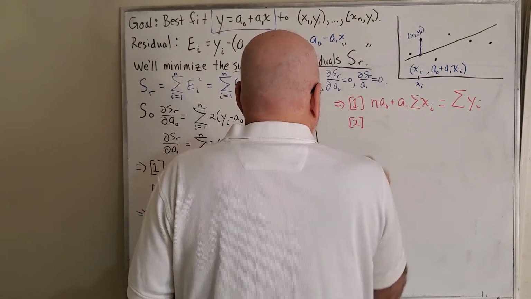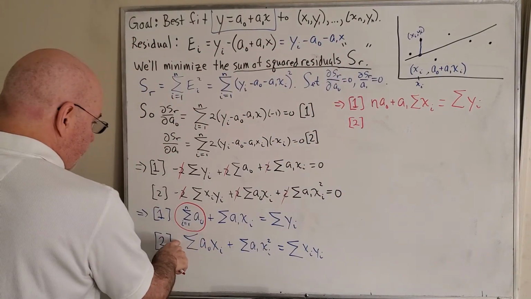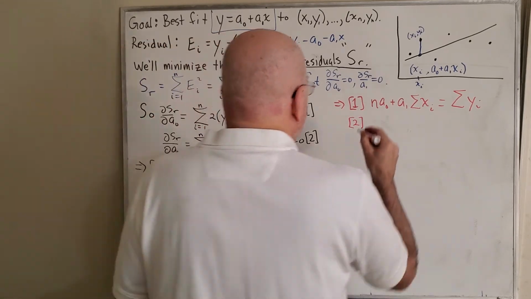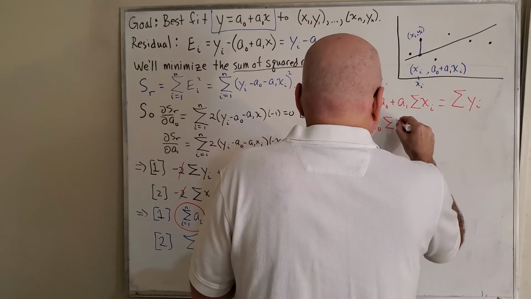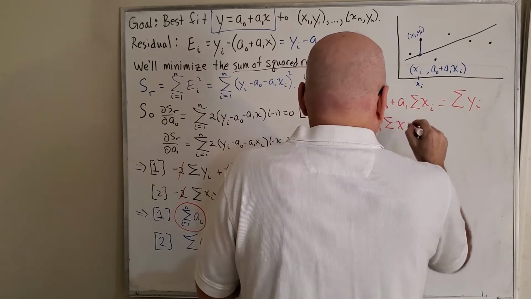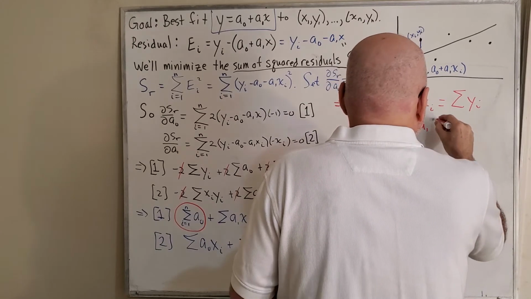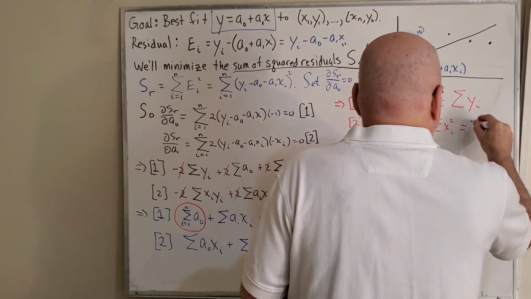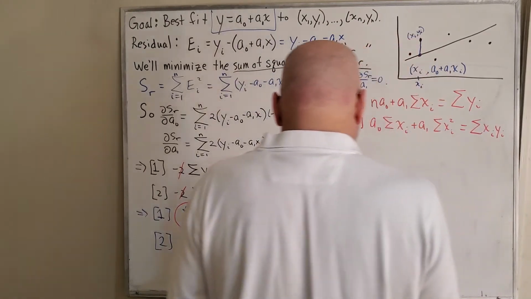Doing similarly with equation number 2, we're going to pull out the A0 here. Here we're going to pull out the A1. So we get A0 times the sum of the xi's plus A1 times the sum of the xi squareds is equal to the sum of xi yi's.